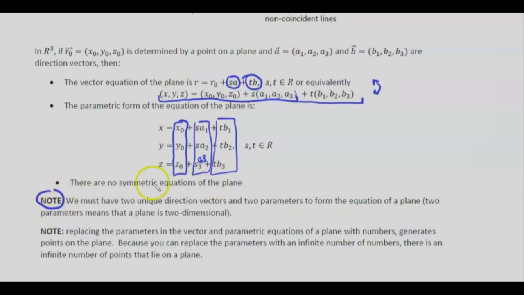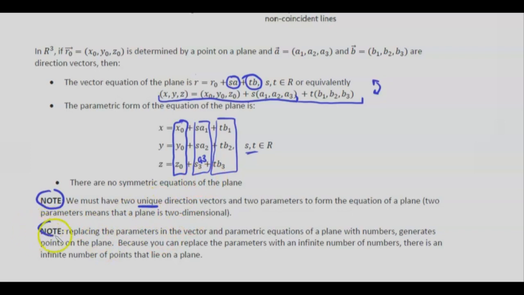So note, we must have 2 unique direction vectors. Unique meaning they're not scalar multiples of one another. They're completely different direction vectors. And 2 parameters, in this case s and t, to form the equation of a plane. The 2 parameters mean that the plane is 2-dimensional.